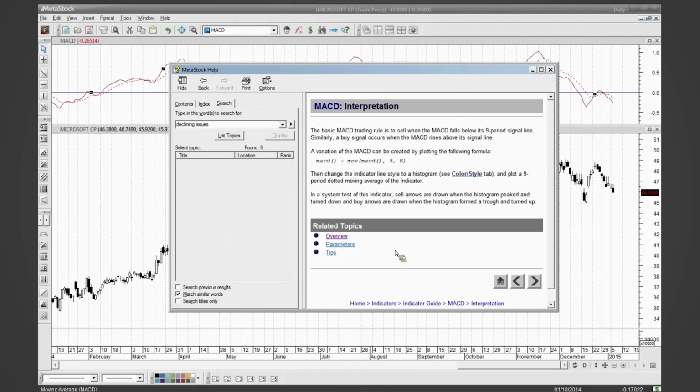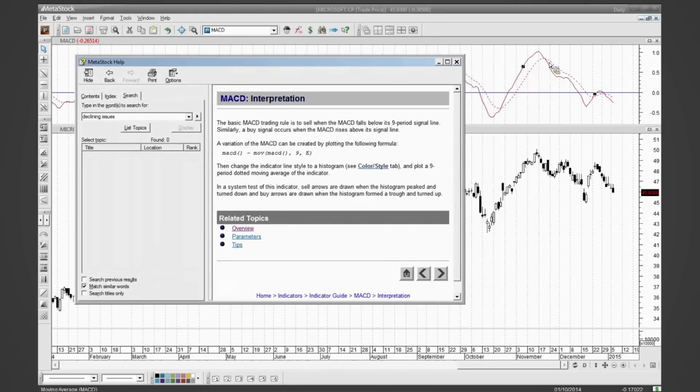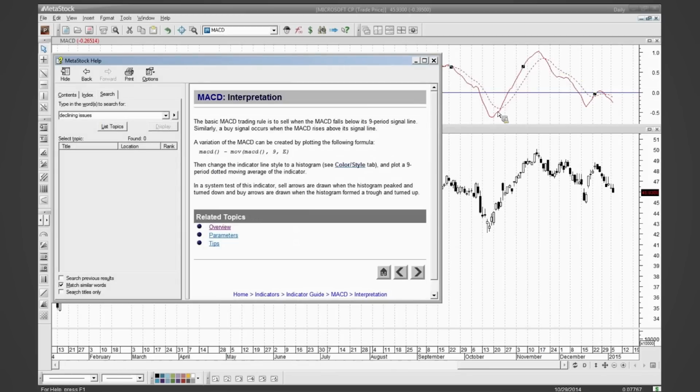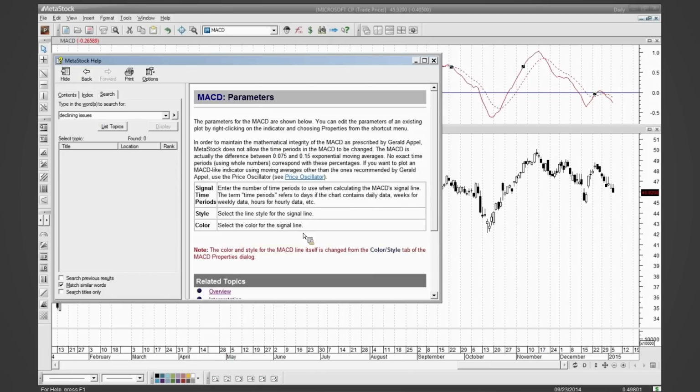It walks me through interpretation, so I can see, okay, the basic MACD trading rule is to sell when the MACD falls below its 9-period signal line, which is what we're doing here. We're looking for it to fall below, or we're looking for it to cross above. Okay, a buy signal occurs when the MACD rises above its signal line. So it'll walk me through there, give me the math on how it's created, and show me all the different parameters for it.